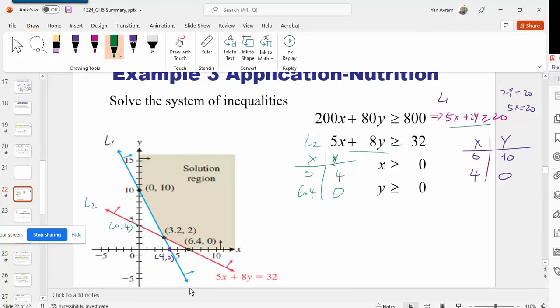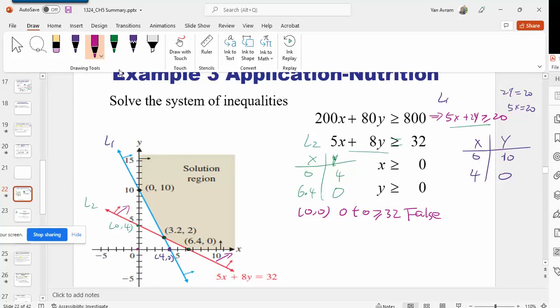So what is my solution region? If you use 0 and 0 as my testing point in here, 0 plus 5 times 0 is 0, 8 times 0 is also 0, greater than or equal to 32, which is false. So false, that means the other side is the solution. Look at that, it's pointing out here, this side is the solution, the upper part.